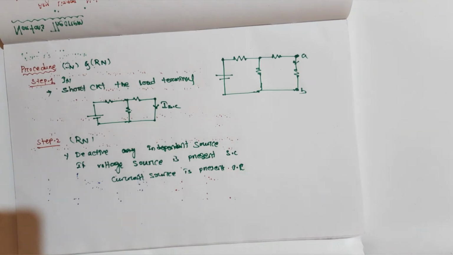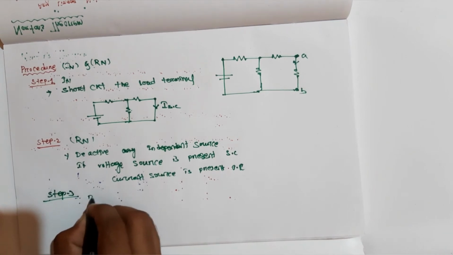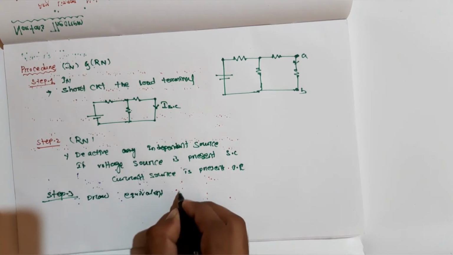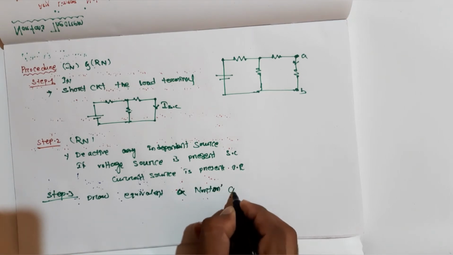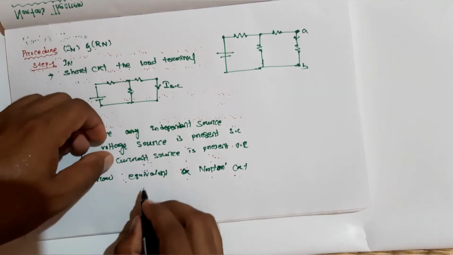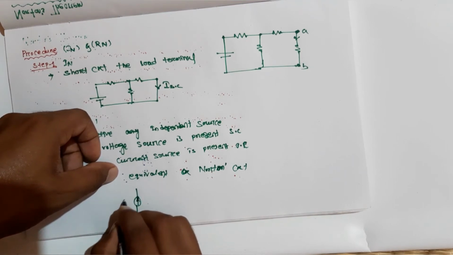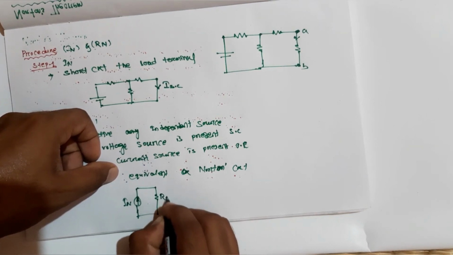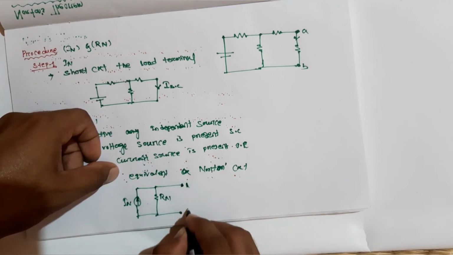Then step 3 is to draw the Norton equivalent circuit. For the Norton equivalent circuit, we connect the Norton current or short circuit current in parallel with the Norton resistance, across the terminal where the load is connected.